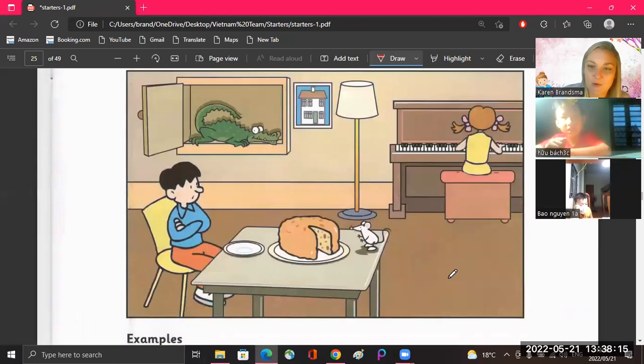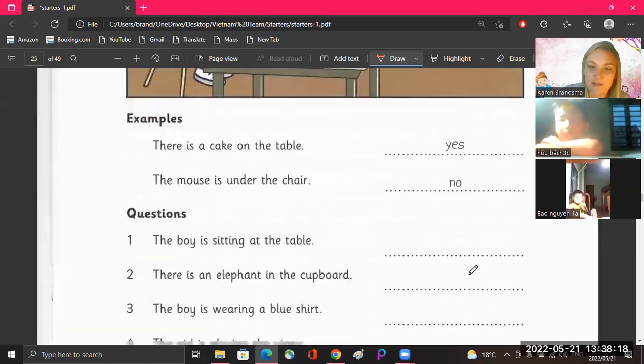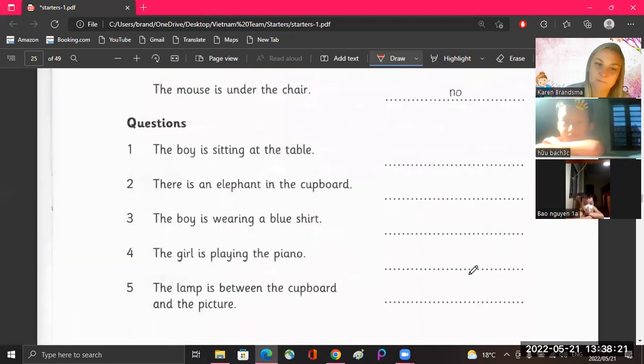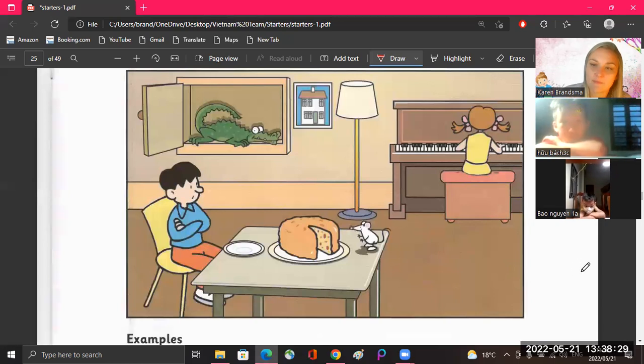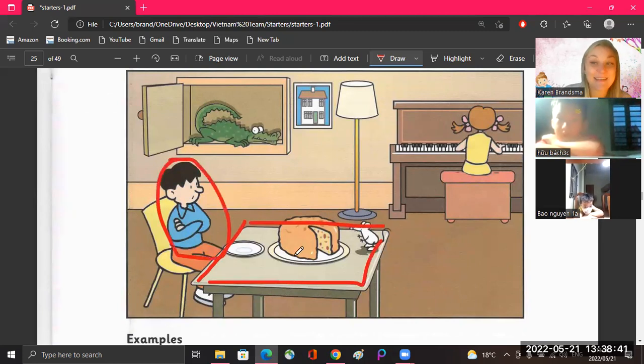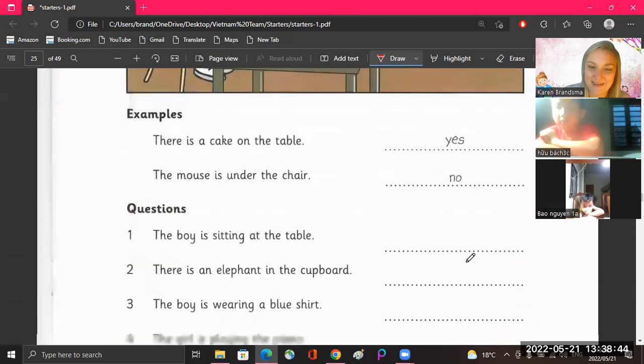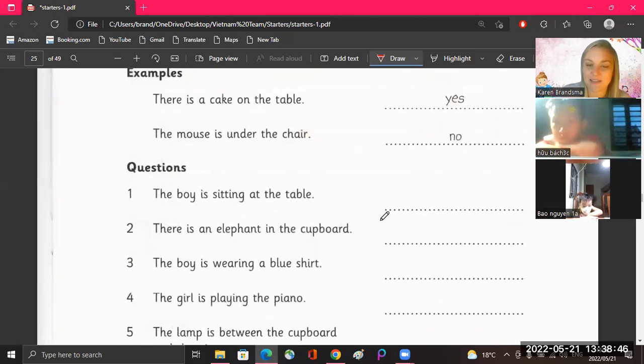Okay, now we're going to look at the picture, and we're going to say yes or no. Okay, let's see. Number one, Bach. The boy is sitting at the table. No. He's sitting at the table. When you're sitting at the table, it means you're sitting next to the table. You understand? Bach, you happy?